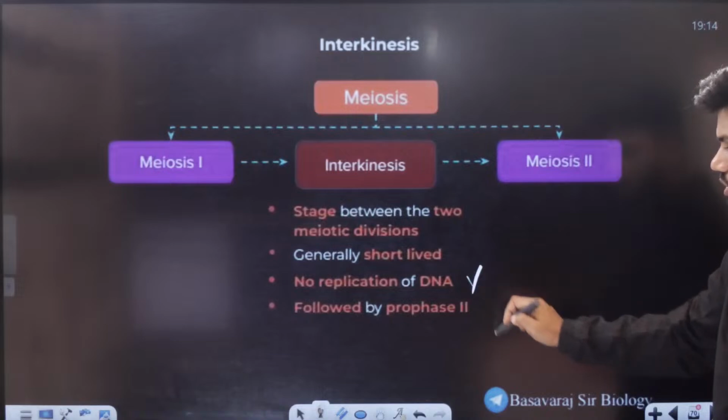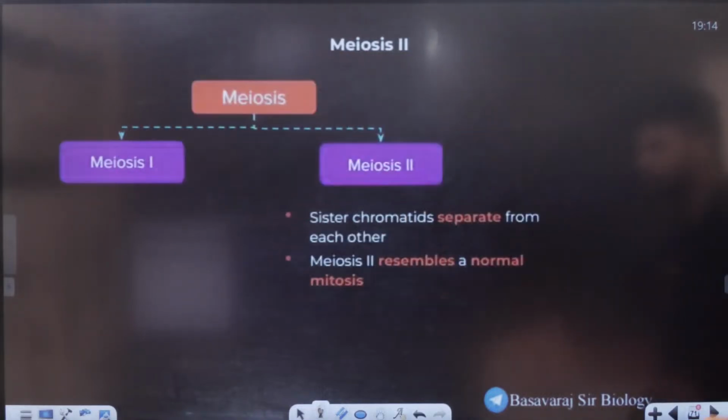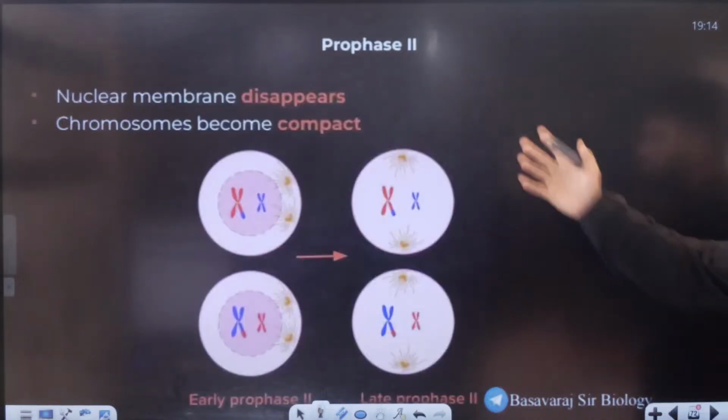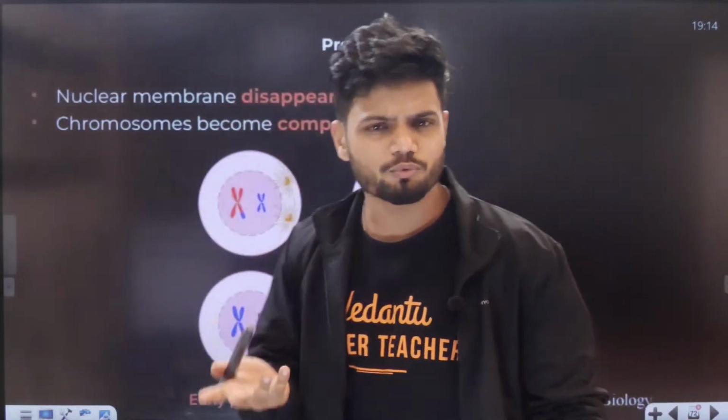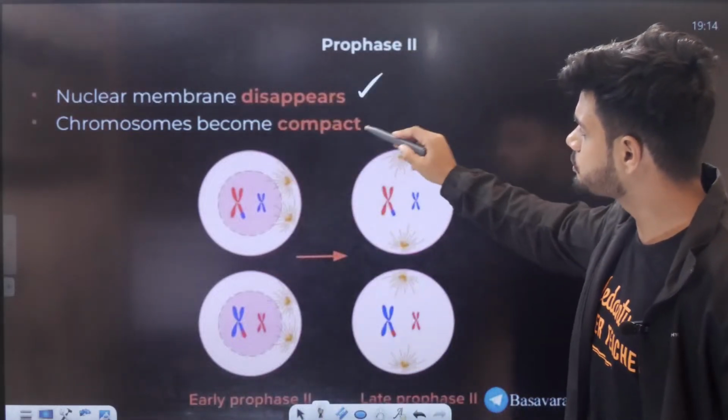Now, interkinesis is short-lived. No DNA replication, followed by prophase 2. Prophase 2 starts here. Now, from here, everything is easy. All of you know prophase 2. What happens? Condensation of chromosomes happens. That's all. Condensation of chromosomes, the nuclear membrane disappears, the chromosomes become compact.